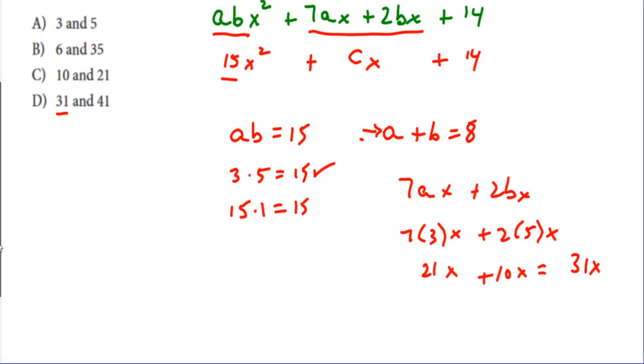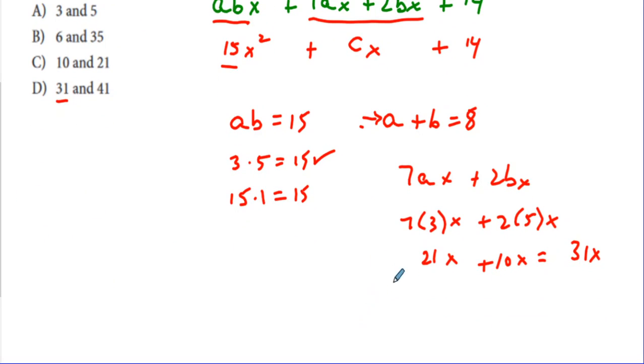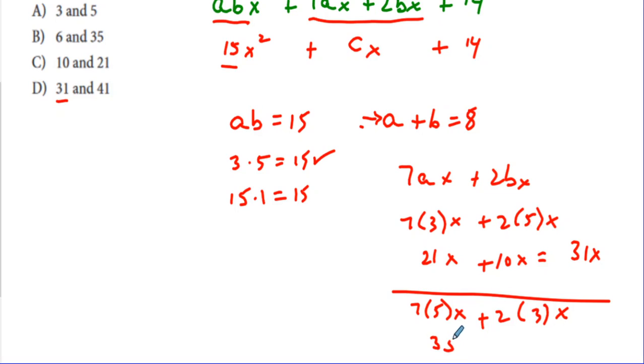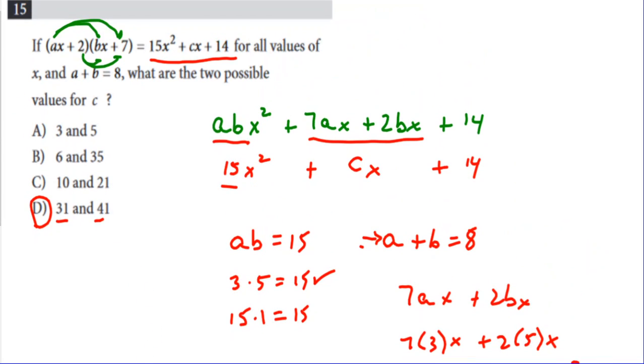And just to show you, if I do the same thing and flip them, instead of a being 3, I make a the 5, I can also say 7 times 5x plus 2 times 3x. Well, that's 35x plus 6x. That's 41. There's your other answer. So if you want to confirm, there is your last choice.